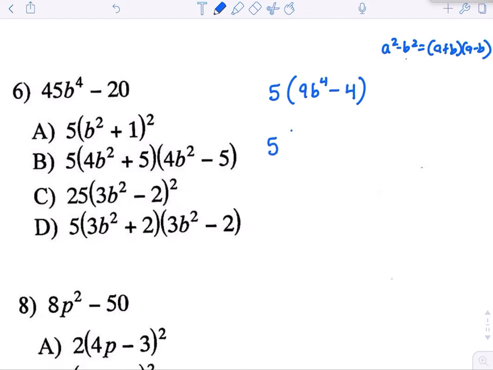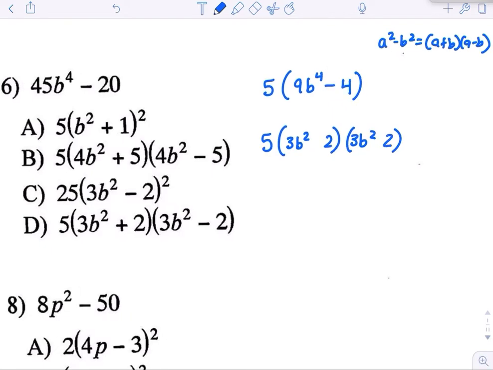So 5, the square root of 9b to the 4th, you guys, is 3b squared. So write that twice. The square root of 4 is 2. So 2 and 2, plus and minus. So remember, to recognize this, you guys, 2 terms, a minus sign in between them, and if you could take the square root of both, they come out pretty nicely. So there you guys go, and that looks to be D.